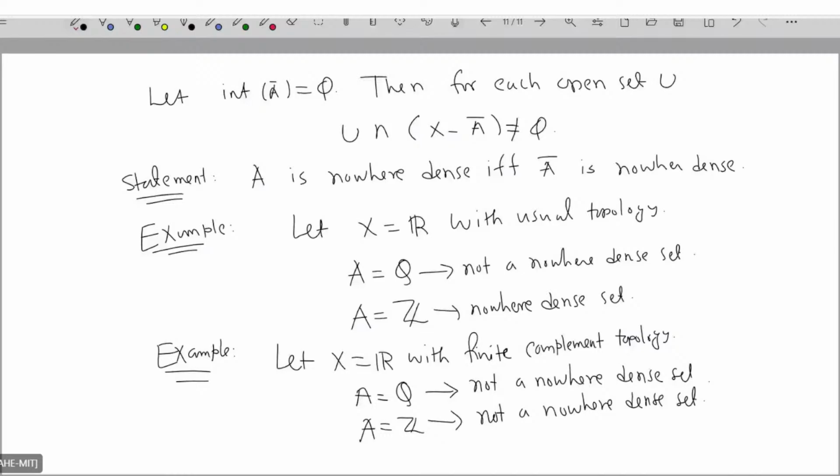So let's say A is a finite set. What will be the closure of that set? The set itself. Will it contain any interior point? No, because here you need a whole. I mean, here the infinite sets are actually the open sets. Finite sets are not. I am not talking about the empty set and the whole space. So if A is finite, then it will be nowhere dense.